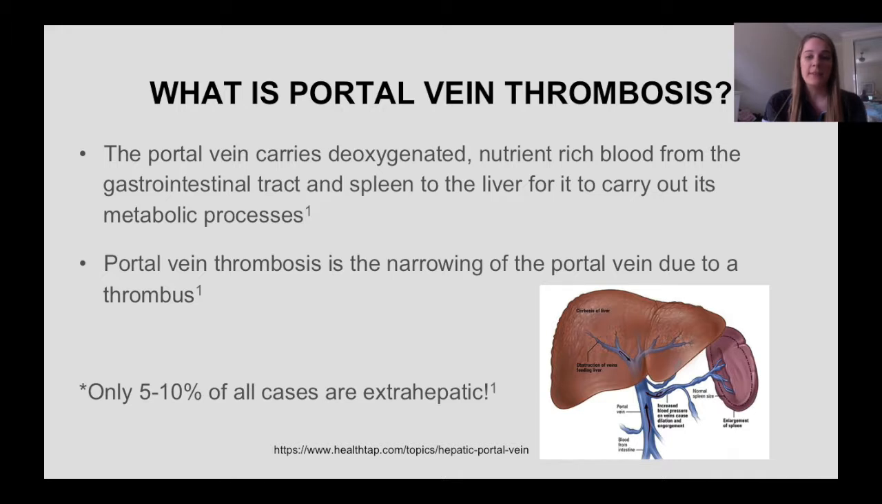The portal vein enters the liver at the porta hepatis, and once it has entered the organ, it is then termed intrahepatic. The large majority of all portal vein thrombosis cases are intrahepatic, with only 5 to 10% of all cases being termed extrahepatic thrombosis.